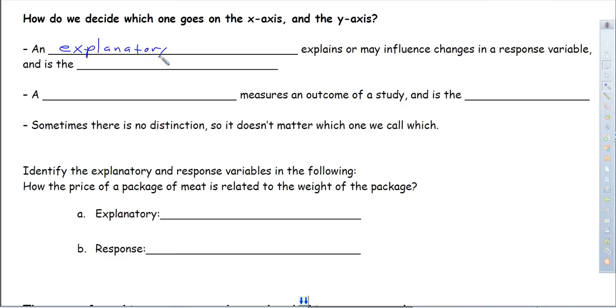An explanatory variable explains or may influence changes in a response variable. And our explanatory variable is the x-coordinate.